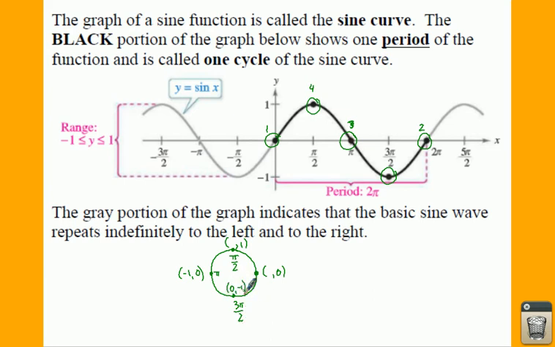So your sine value at 3 pi over 2 is down 1. There's your dot, and then you just connect those. That would be one period, or one cycle, of your sine curve.